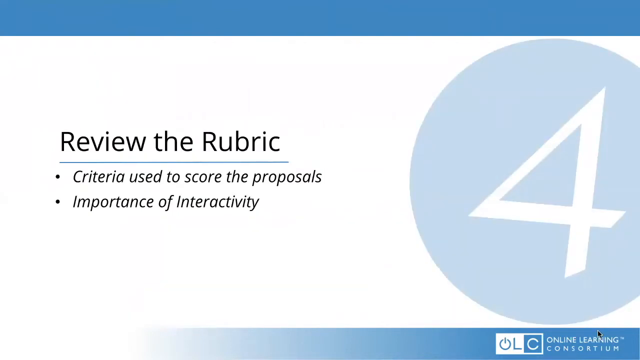So now you've done the first 3 steps and you're ready to do number 4, and that is review the rubric. We're going to share with you now the elements that are reviewed by the review team and what they're looking for in each of those phases when they're determining the rankings and/or ratings of the proposals that are submitted. You can find some information in regards to this on the Online Learning Consortium's website.